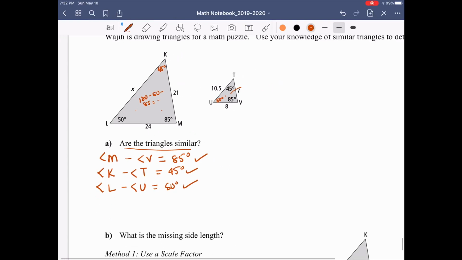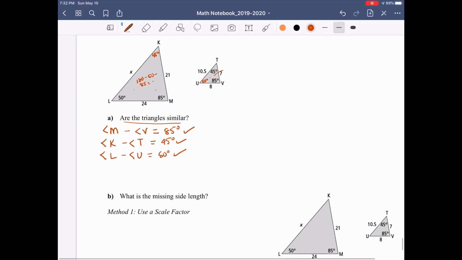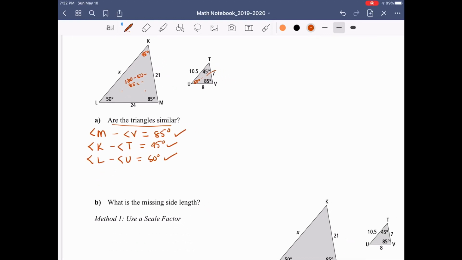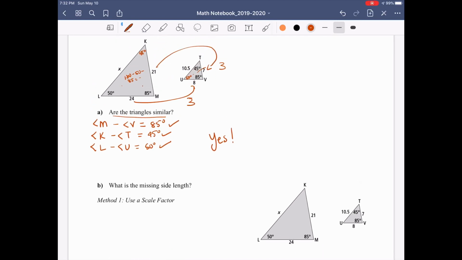And so they are equal. So the angles are all equal, which means that the triangles are similar. What you can do is actually find the proportions of the side length to double check. For example, 24 divided by 8 is 3. 21 divided by 7 is 3. So we know that the triangles are similar to each other. Okay? Now, it's asking us what is the missing side length.